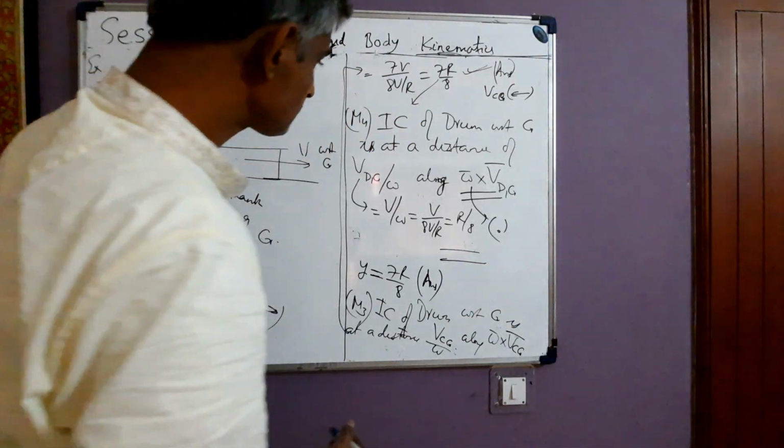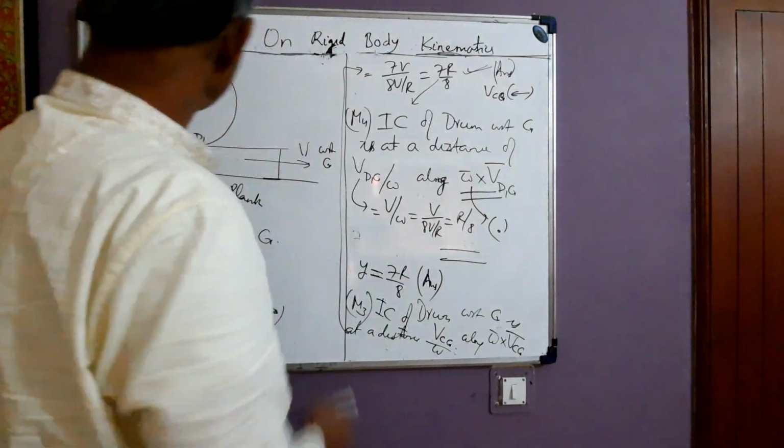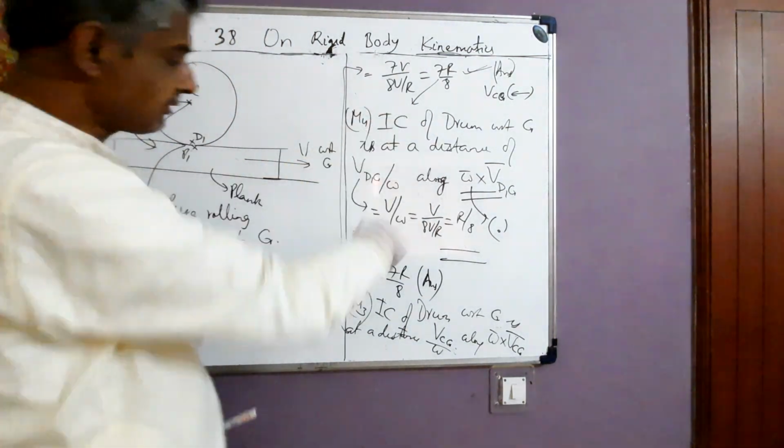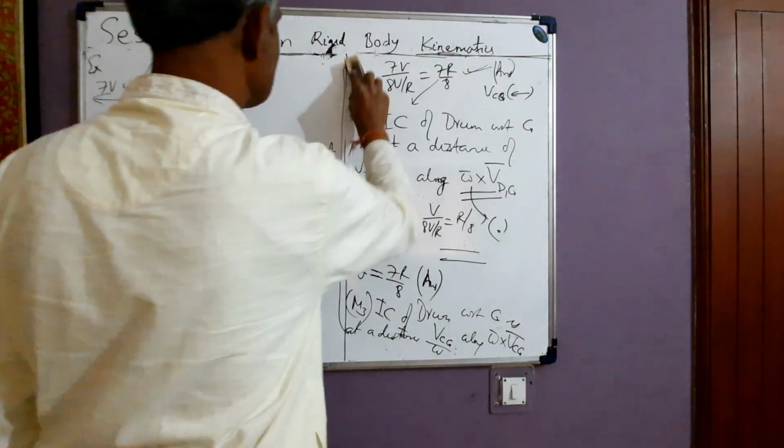Alright, fine. So the IC of drum with respect to ground is at a distance of 7R by 8 below center C. This we obtained by several different methods. Alright, so now I rub this one.